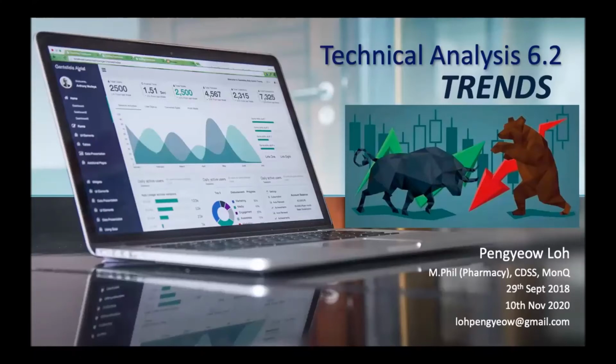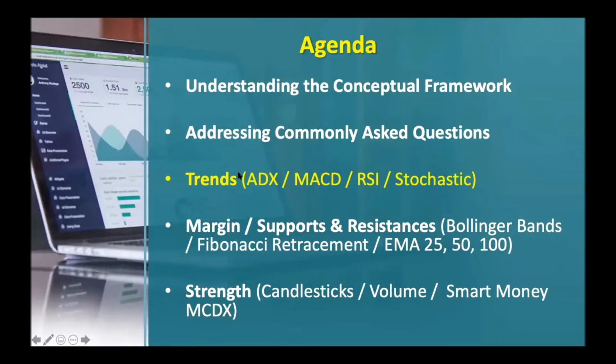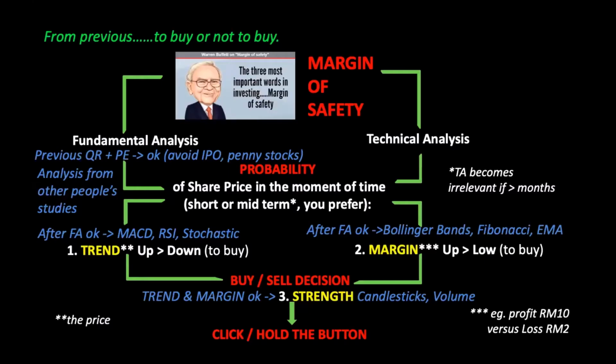So today we are talking about the trends. We have finished the conceptual framework there, addressing a few commonly asked questions. So today we shall continue with the trends, which involve ADX, MACD, RSI, and Stochastic. From previous, the question to buy or not to buy: the fundamental analysis will assist us in deciding which stock to buy, and the technical analysis would let us know when to enter or what price to buy.